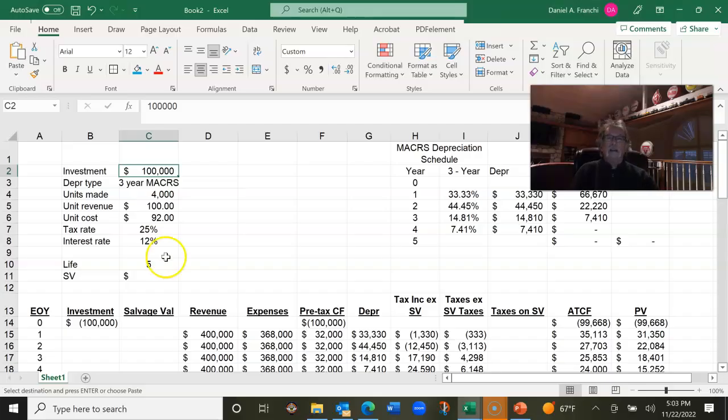A lot of students like to do sensitivities on interest rate. That's fine, but recognize that most companies have their own interest rate. So you're not going to be going into senior management and say, hey, this is a great project. We just have to drop our company's interest rate from 12% to 10%. So that's the one thing I want you to take away.